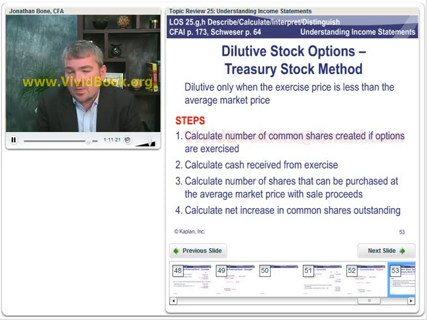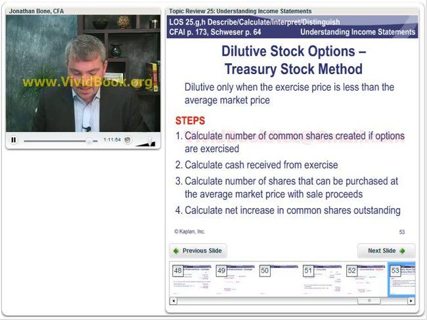Step 2, we work out the cash received by the company if the options were exercised. And step 3, and this is totally hypothetical, we look at the number of shares the company could repurchase at the average share price during the year with the proceeds it received from step 2. We then calculate the dilutive element by taking the number of shares created minus the number of shares that could be theoretically repurchased at the average price, and that gives you the dilutive element.